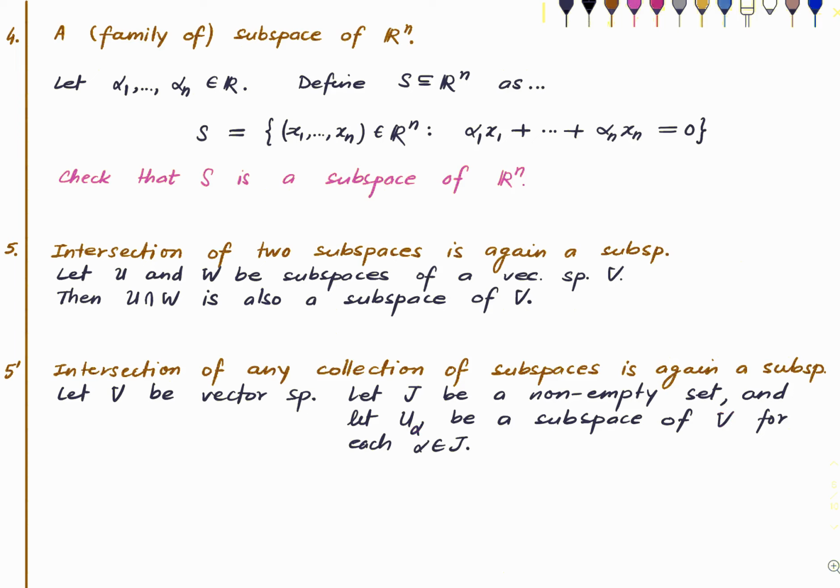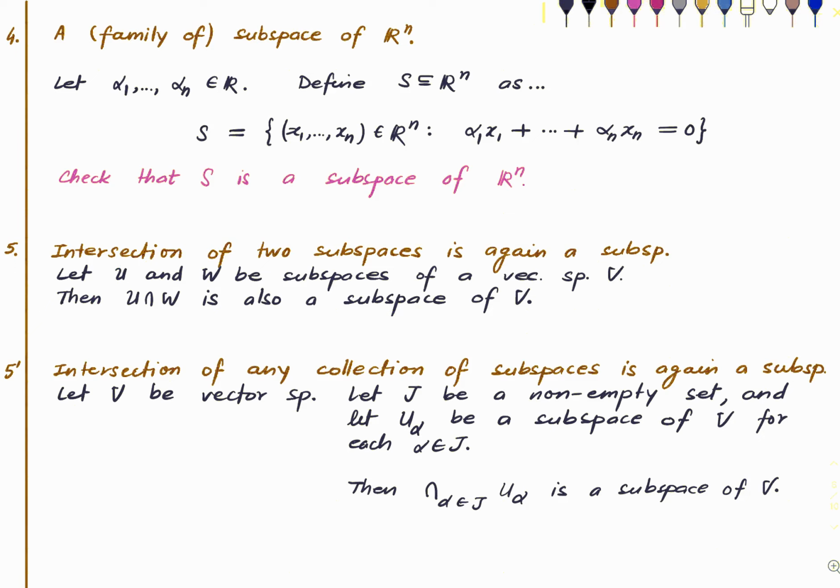J could be an infinite set, or a set of any cardinality, if you know about cardinalities. If you don't, ignore that. So J is just any set, finite, infinite, whatever. And we have a bunch of subspaces indexed by J. Then the intersection of all of them is a subspace of V. The proof is no more complicated than what we saw here, and I leave that to you.